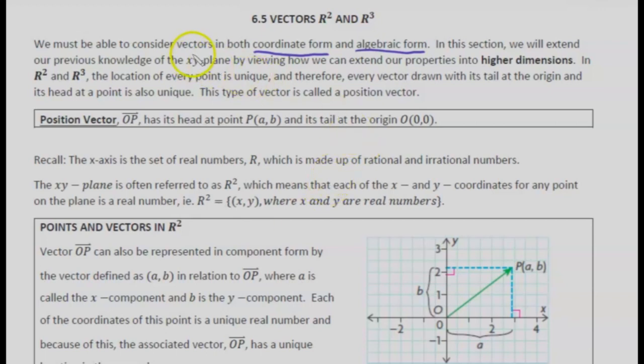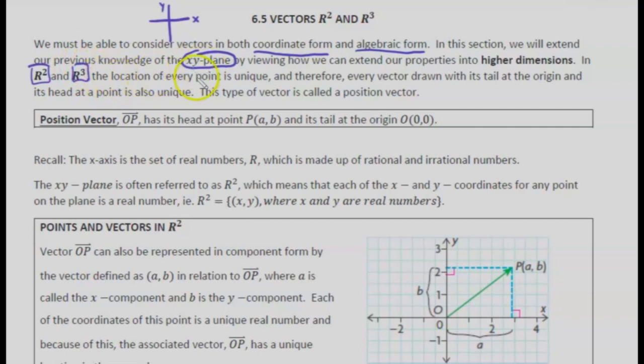Okay, so this is what we've been doing for all of high school. We've had the Cartesian plane, and we had the x-axis and the y-axis. Okay, so we're going to extend that, and we're going to extend our properties into higher dimensions. Okay, in R squared and R cubed. So R squared is 2 dimensions, right? It's like the x and the y. R cubed is the 3 dimensions, that's x, y, and z.